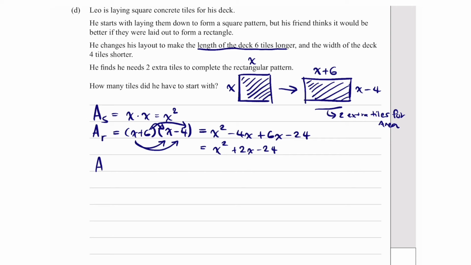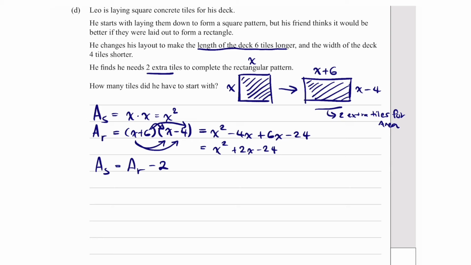We know that the area of the square is equal to the area of the rectangle minus 2. Now the reason for that is that we said we need 2 extra tiles to complete the rectangular pattern. So whatever the area of the rectangle was, if we take those 2 extra tiles away, we're back at the area of the square. So the area of the square is the area of the rectangle minus 2.